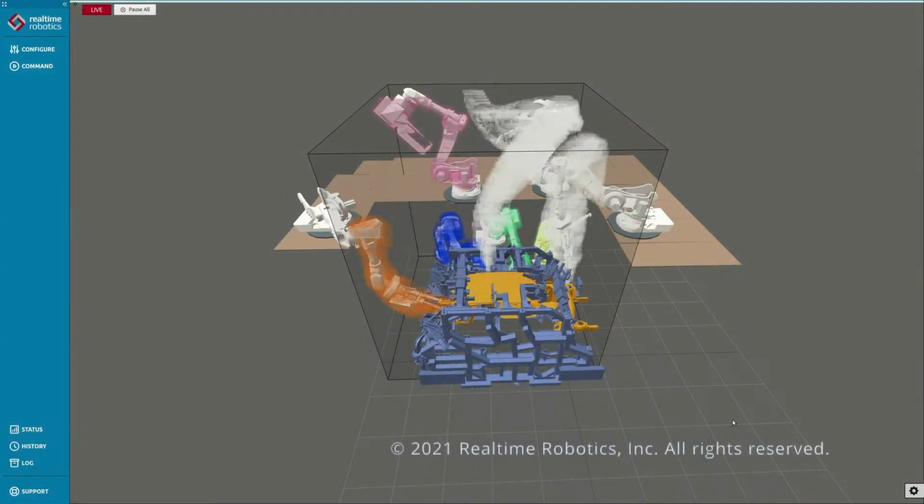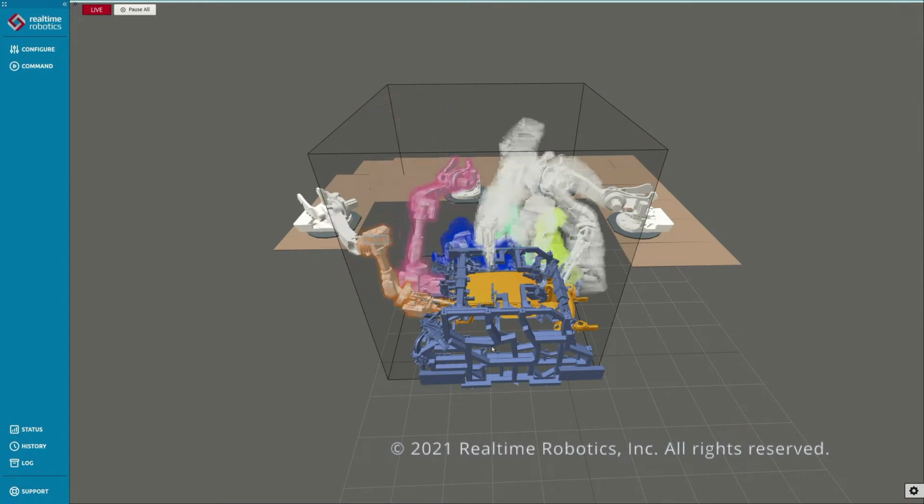So my name is Will Floyd-Jones. I am a co-founder and engineer at Realtime Robotics. Realtime Robotics is an industrial automation startup based out of Boston, Massachusetts.